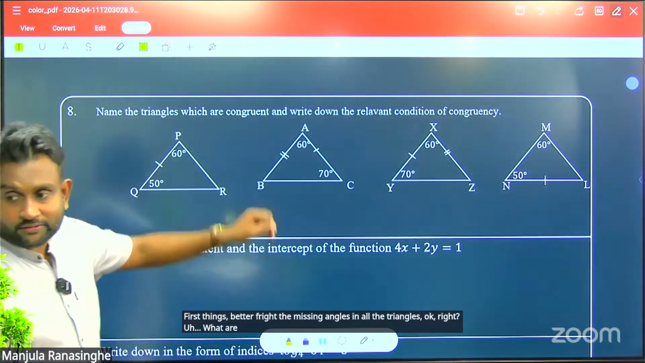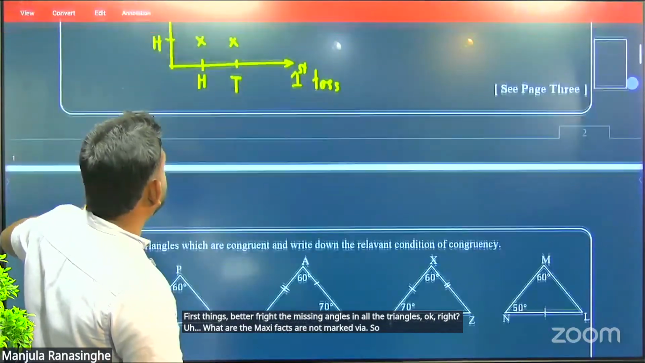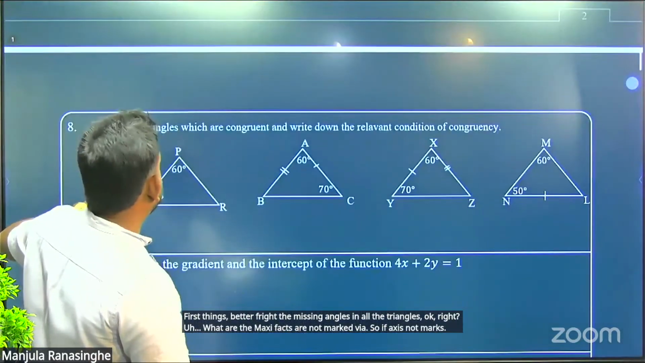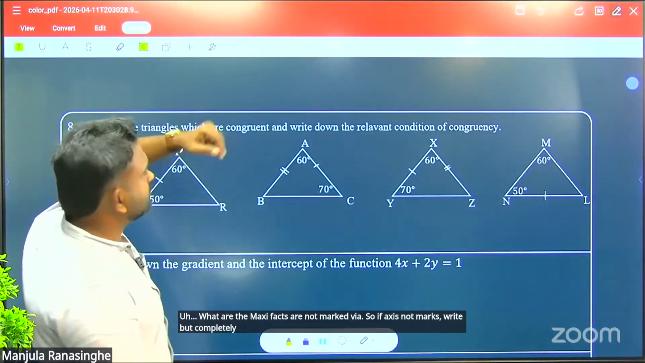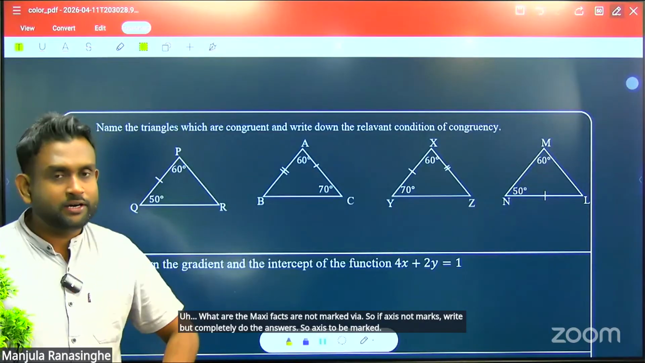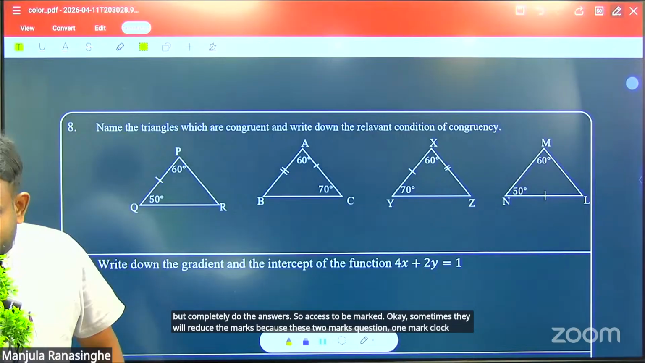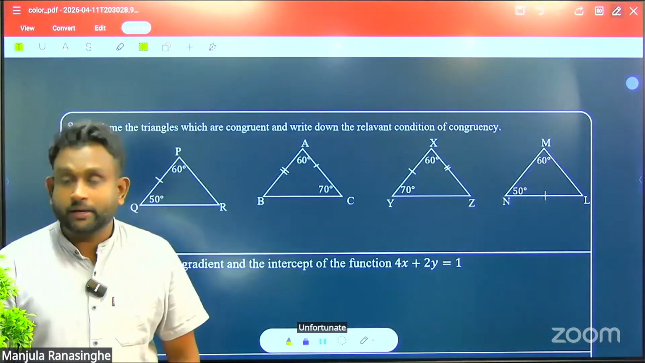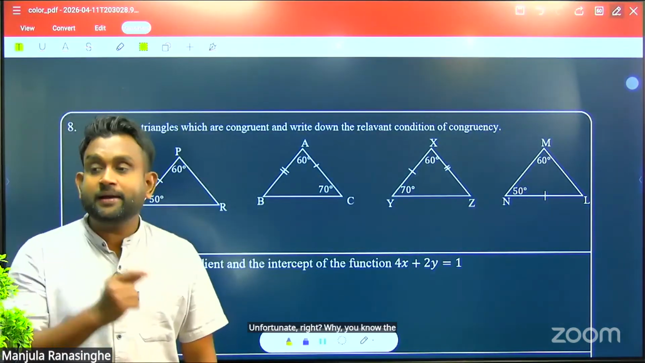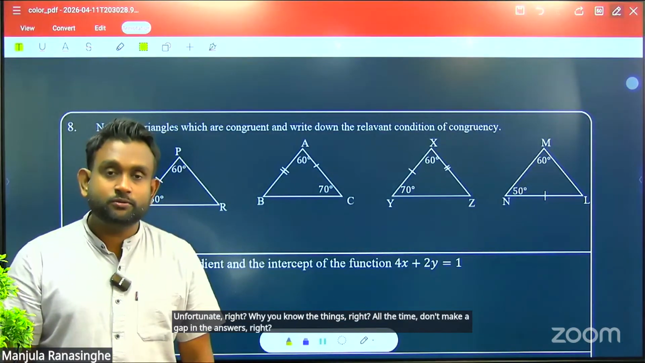What are the marks if axes are not marked? If axes are not marked, even if you do the answer completely, the axes have to be marked. Sometimes they will reduce the marks, because this is a 2 mark question and losing 1 mark is very unfortunate. All the time, don't leave gaps in the answers, and give the answer precisely.